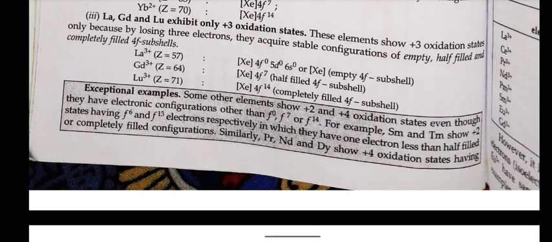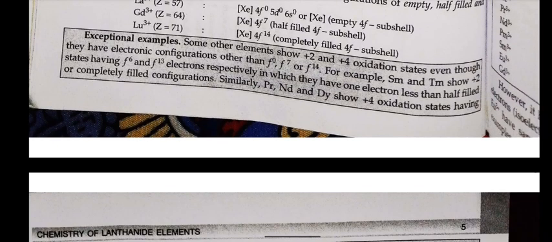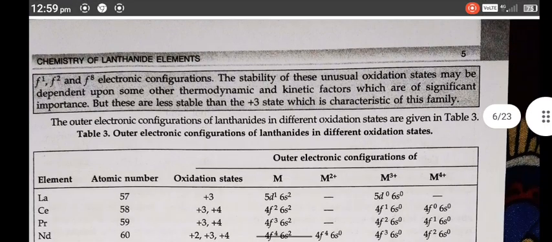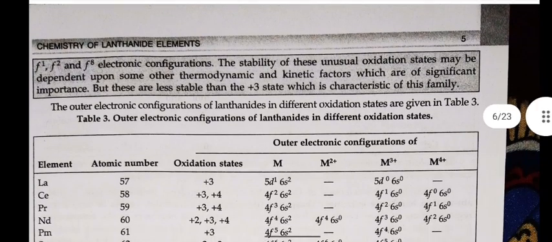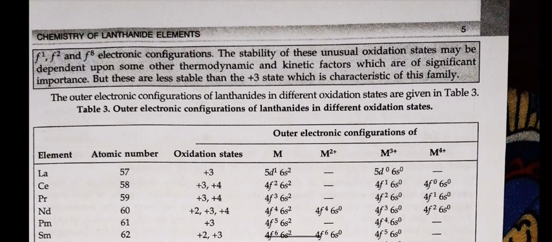The stability of these unusual oxidation states may depend upon some other thermodynamic and kinetic factors which are of significant importance, but these are less stable than the +3 oxidation state, which is characteristic of this family. The outer electronic configuration of lanthanides in different oxidation states are given in the table, having elements La to Lu, atomic number 57 to 71, and oxidation states M2+, M3+, M4+.